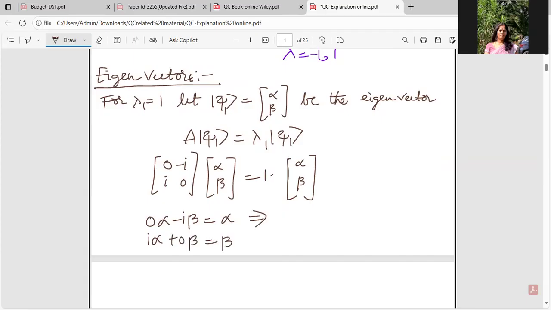So what do I get from this? 0 into alpha is 0, so minus i beta is equal to alpha. From the other equation, I have i alpha is equal to beta. I cannot interpret anything from it directly, so the best thing is to substitute the value of alpha from the first equation in the second equation. So in the place of alpha, I am substituting minus i beta.